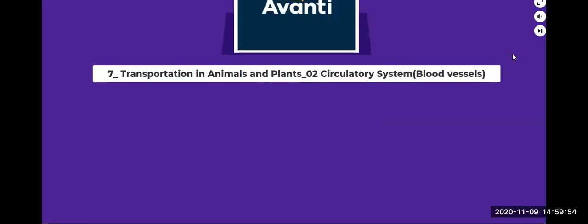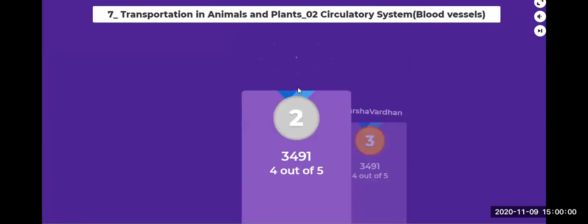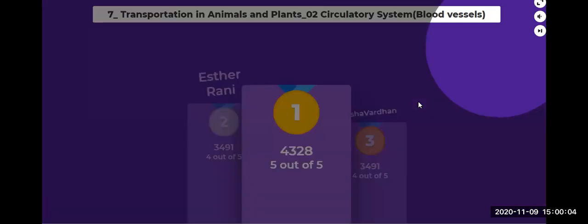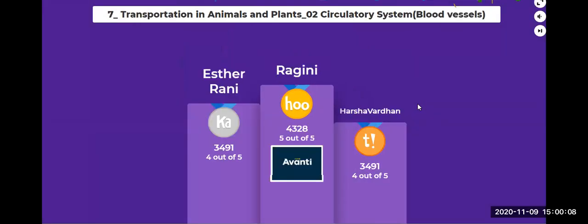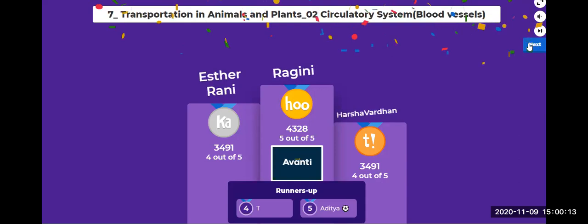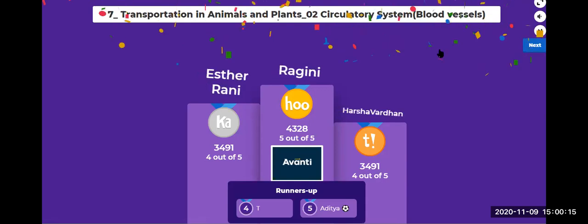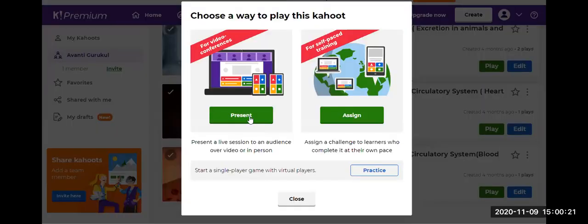Let's see the podium. Who is third? Harsh. Very good, Harsh. Second? Esther. Very good, Esther. Who is first? Ragini, very good Ragini. Runners up. At Vishka and Aditya, very good everyone. Right? So let's play one more Kahoot, everyone. Please make sure your internet works. Okay? Right?